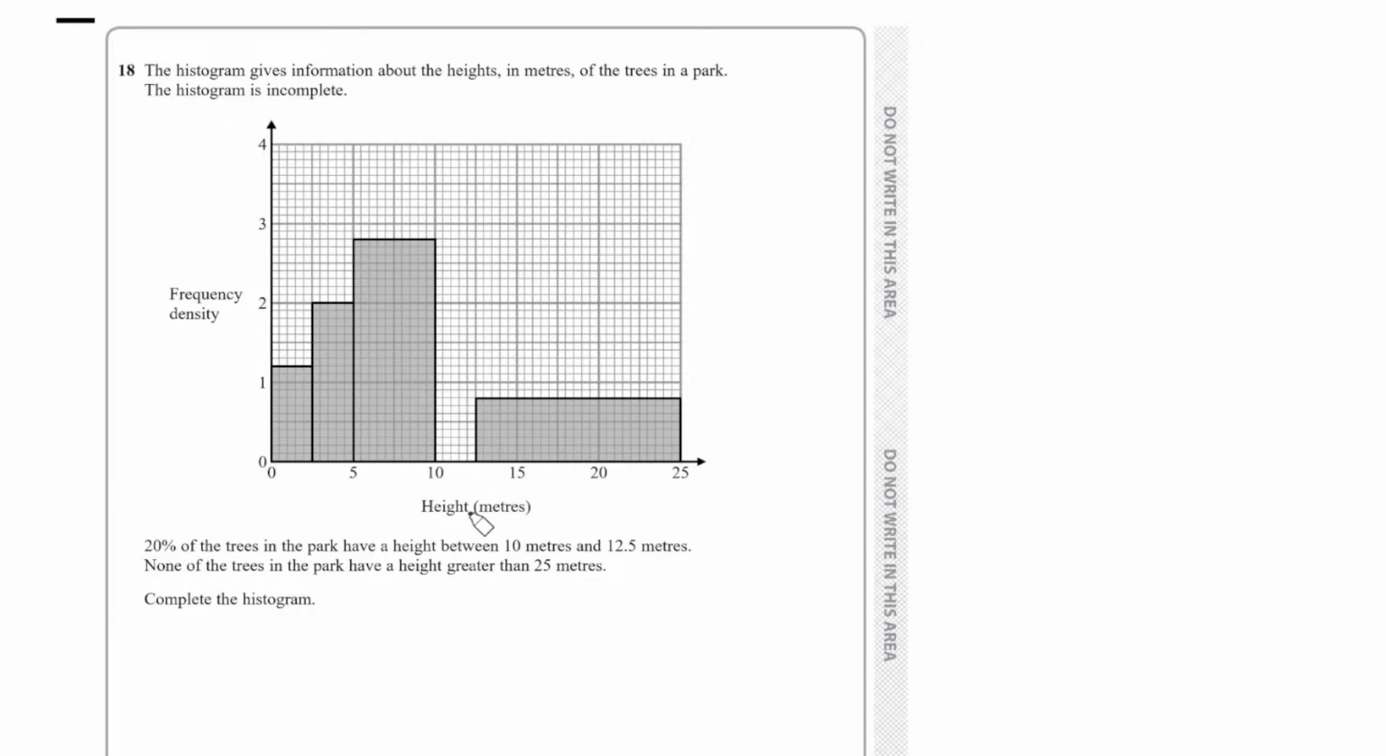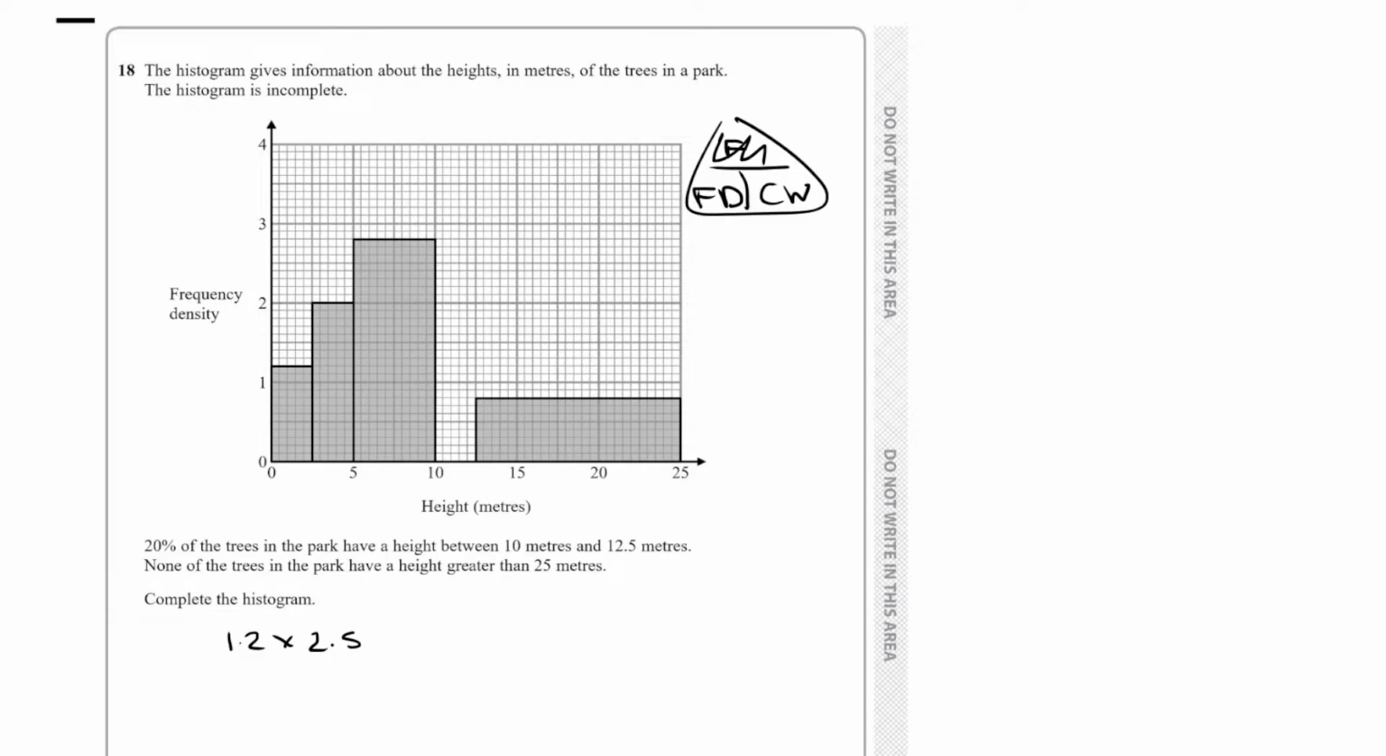So we need to know what the total frequency is, basically, don't we? We need to find the total frequency. So frequency is frequency density times the class width, basically just those two axes multiplied together. So for each bar we've got, the first one, just be careful of the scale. That looks like 1.2 times 2.5.